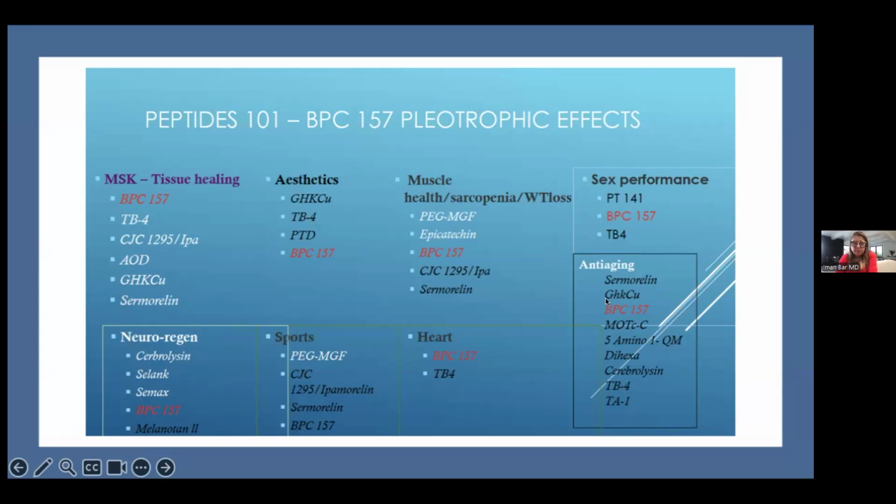The HGH peptides, the GHK, it modulates the signaling on the DNA and helps the telomere length. BPC is great for inflammation. MOTS is mitochondrial. The dihexacerebrolysine TB4, I don't use it as much, but TA1 alpha, yes.